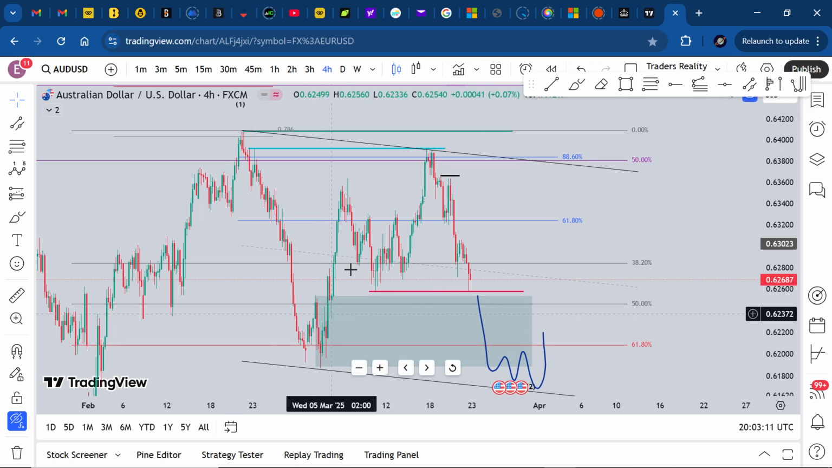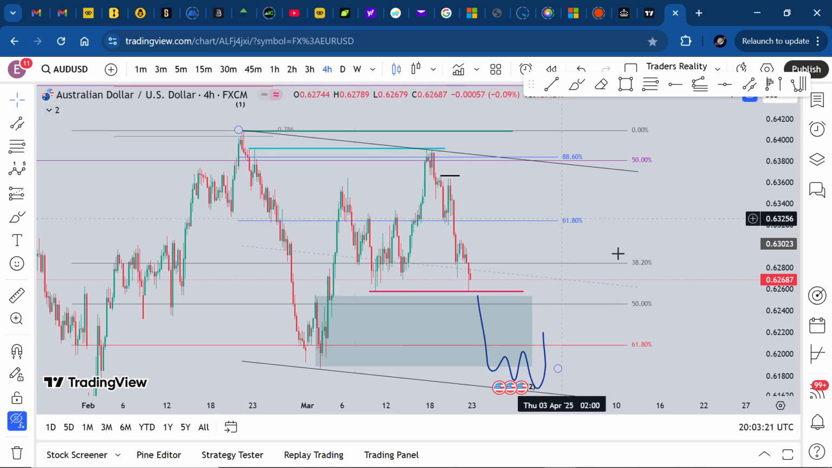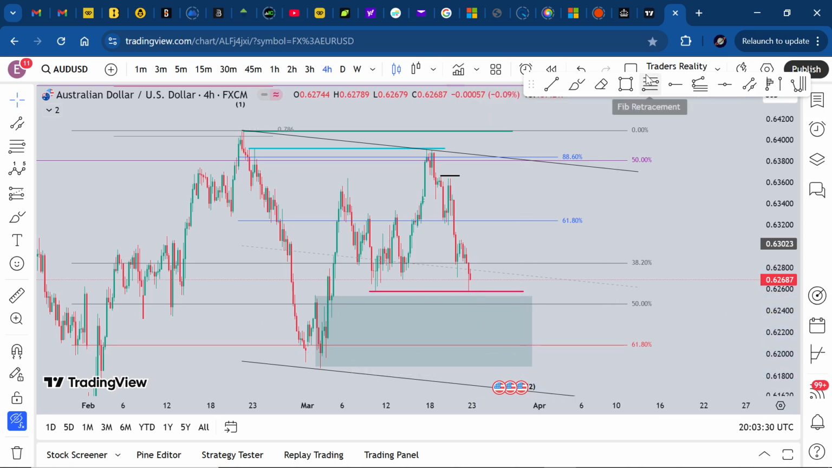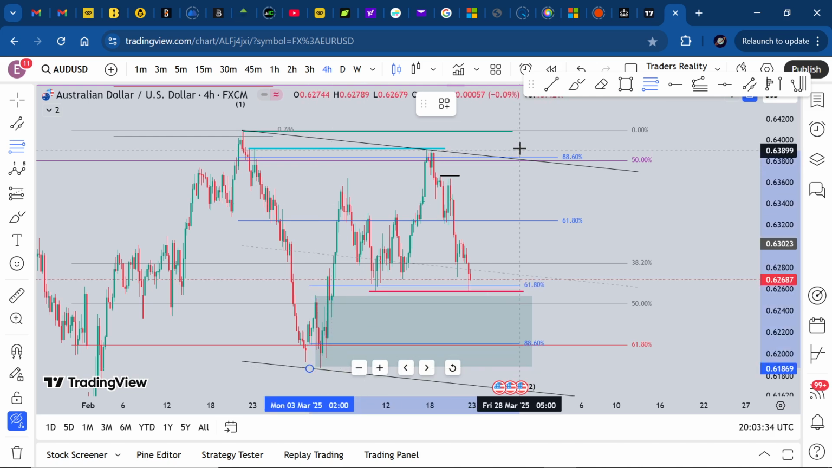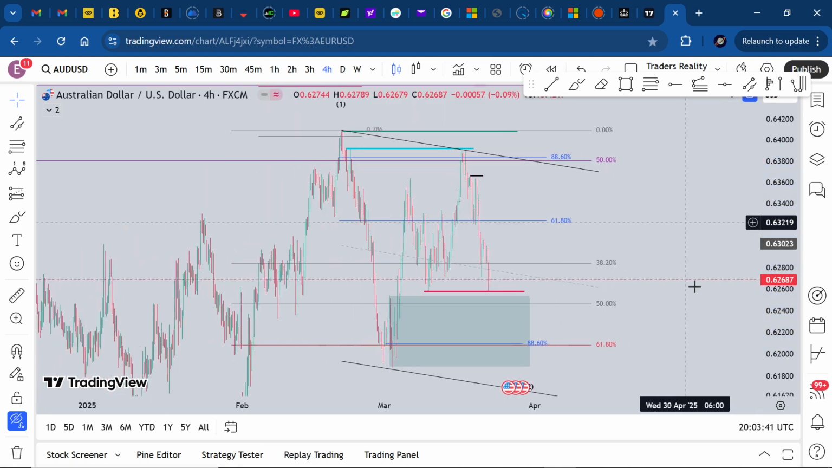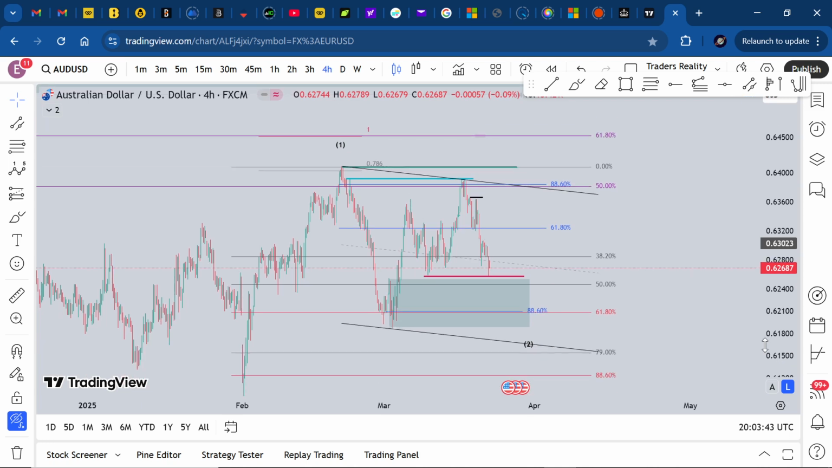In other words, a 1, A, B, C, and 2, then we go up in a 3. Okay, so that can happen. That can definitely happen. So I'll be looking for accumulation in here, just in case. Probabilities for that lower, if this move coming down hits the 0.886 over here, which is in line with the 618 over there as well.